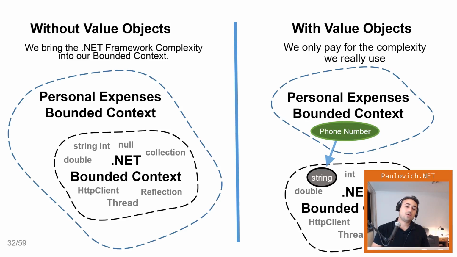Well, when you go to value objects, it's interesting because you have only the phone number. So your personal expenses bounded context only sees a phone number with the basic methods to get specific information or to validate something. And this value object points to the specific class exposed by the .NET bounded context.